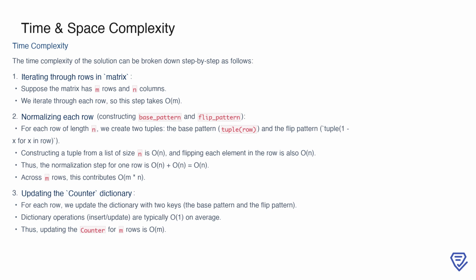Finally, we update a counter dictionary with these patterns. Since dictionary insert and update operations are O(1) on average, updating the dictionary for all m rows takes O(m) in total. These steps lay the foundation for understanding the time complexity of the solution.